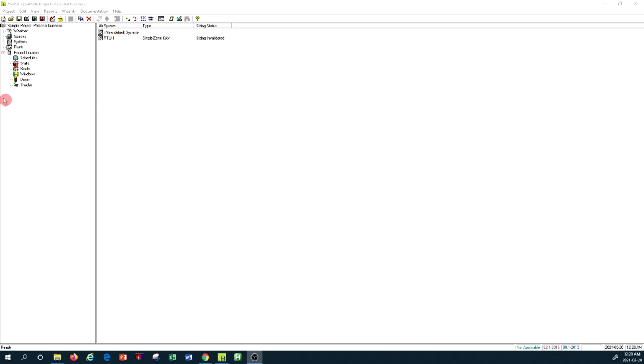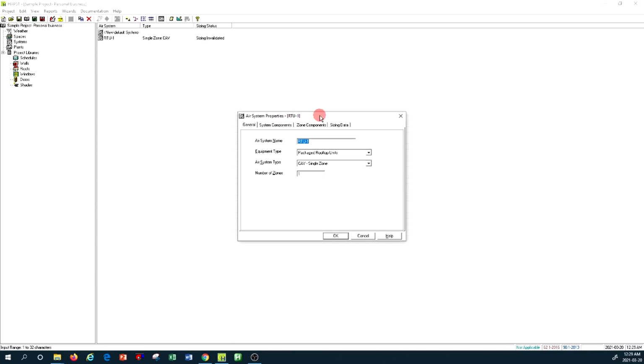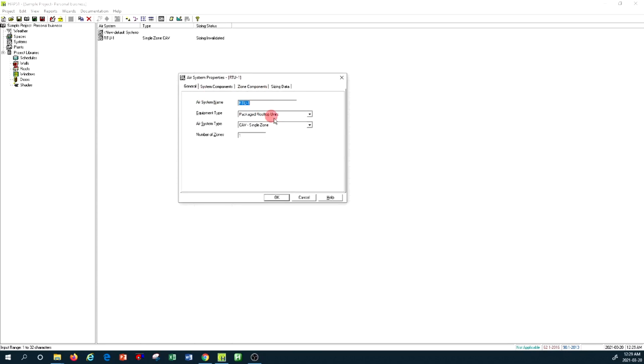So for this example that I had before, I selected the rooftop unit, and I selected the single zone rooftop unit because I had one thermostat in the entire zone that consisted of multiple rooms. I had it as a single zone, which stands for constant air volume. So this is a constant flow rooftop unit. I just wanted to double click and get into the system tab for this one rooftop unit.